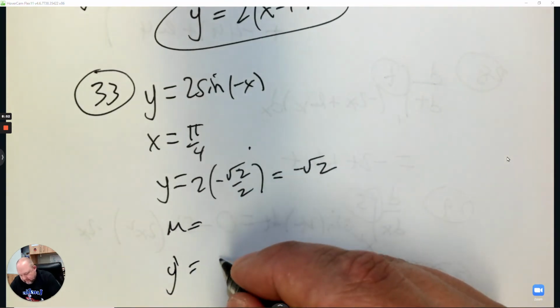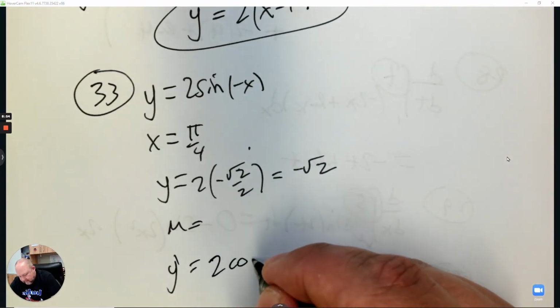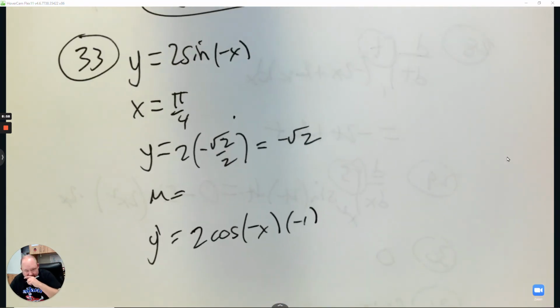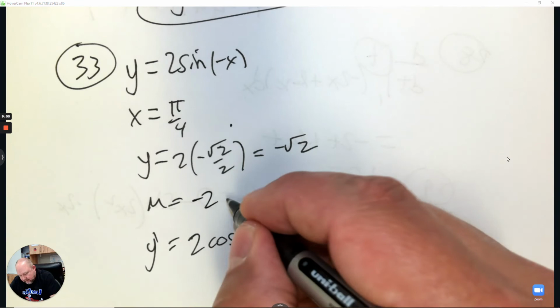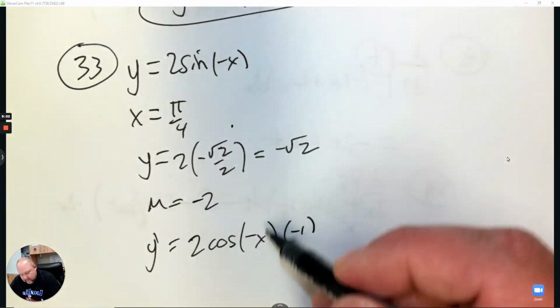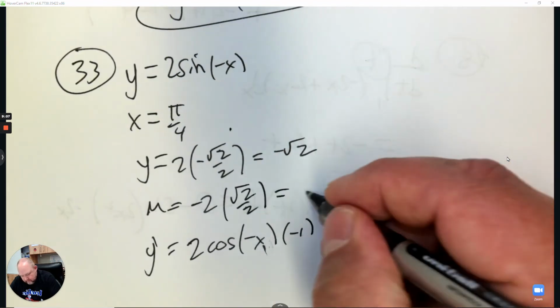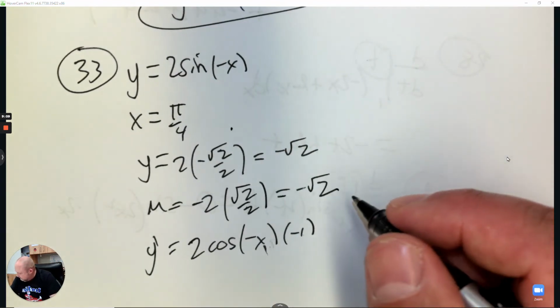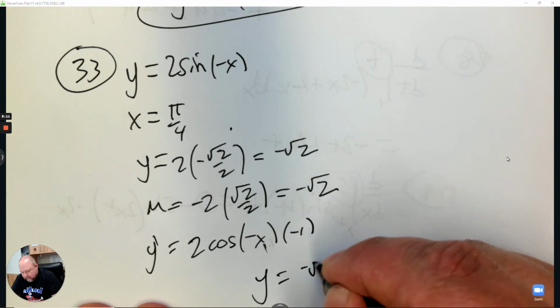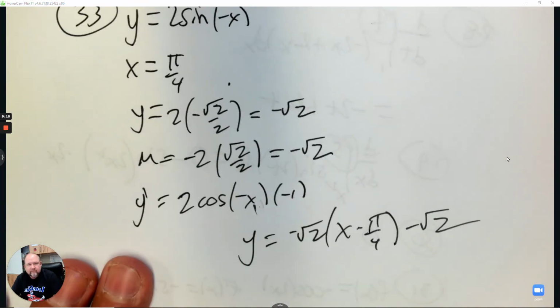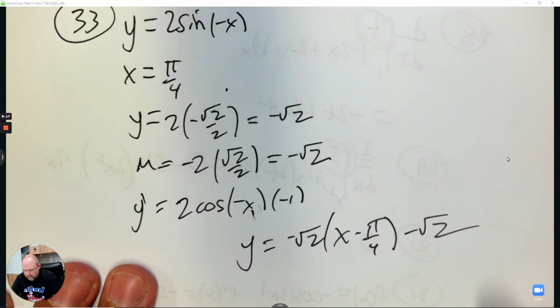The derivative is 2 cosine negative x times negative 1 for the hook. So this is negative 2. And then when I plug in negative, it's positive root 2 over 2. That's negative root 2. So then it's negative root 2 x minus pi over 4 minus root 2. You can go back and slow it down.